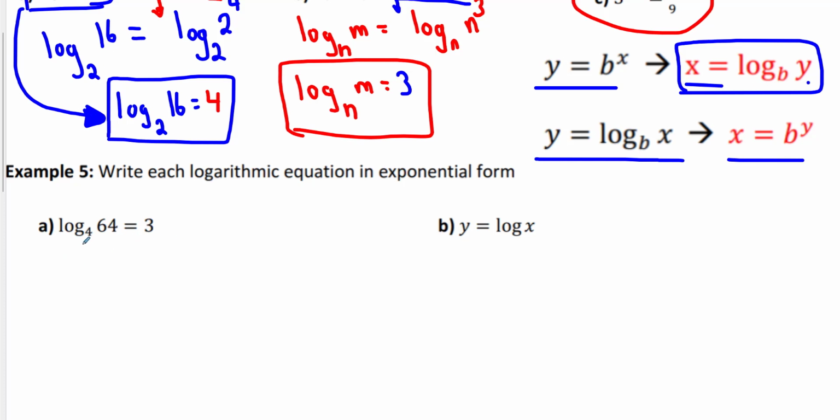What's the base value here? Yeah, it's 4, exactly. So the base value is 4, and that's key. You're going to raise both sides by that base value. So what you're going to do is 4 to the power of log base 4 of 64 is equal to 4 to the power of 3. Do you see what I did there?